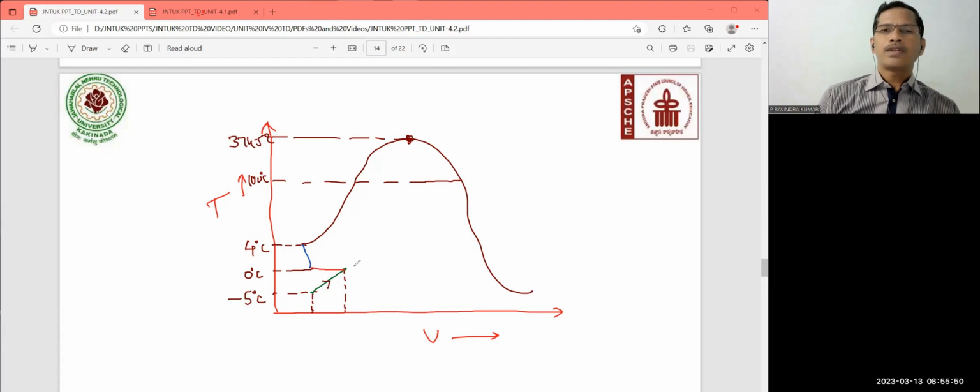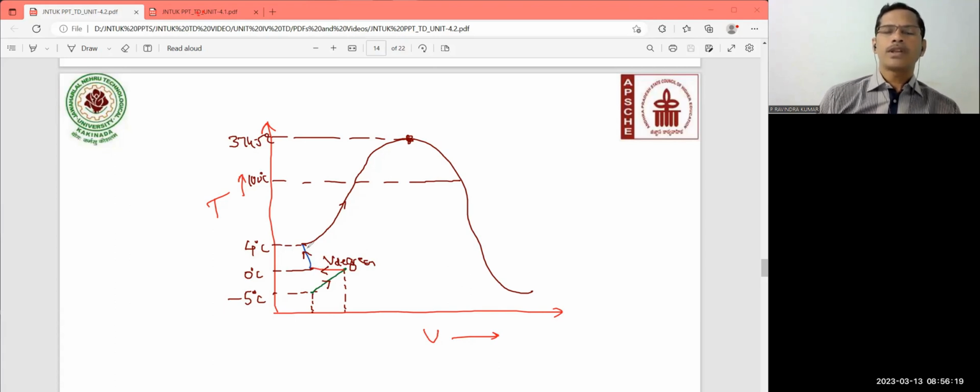Then on conversion to 0 degree centigrade, what has happened? The volume is decreased. Here the volume decreases, and from 4 degree onwards, whatever heat you supply, the volume continuously rises. So this is what is called the anomalous expansion of water.